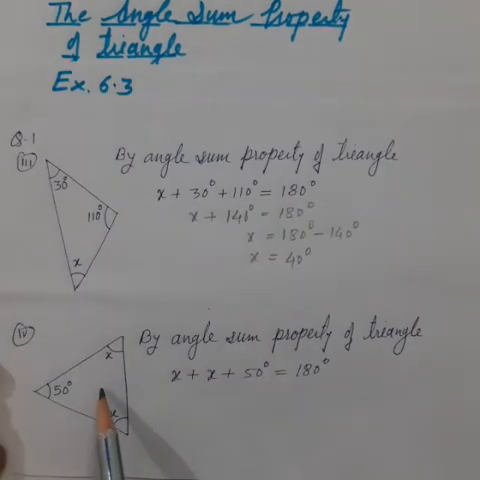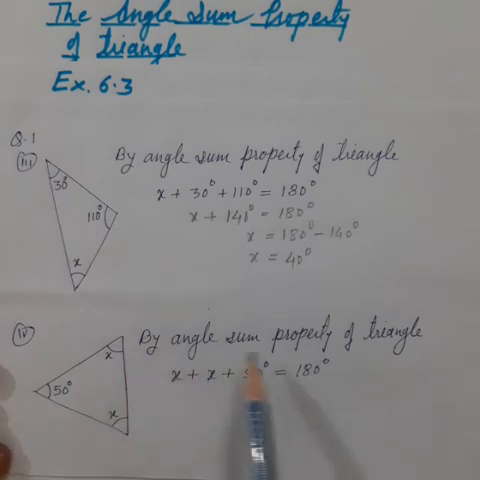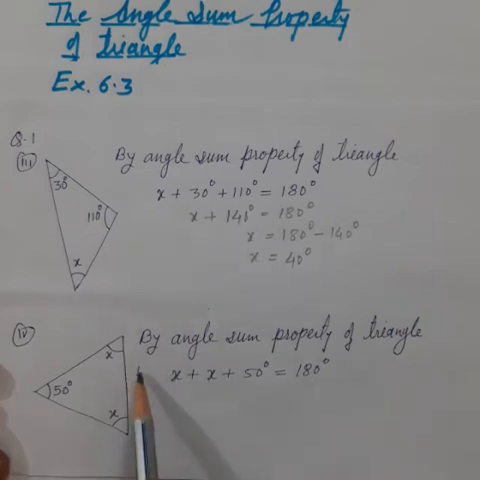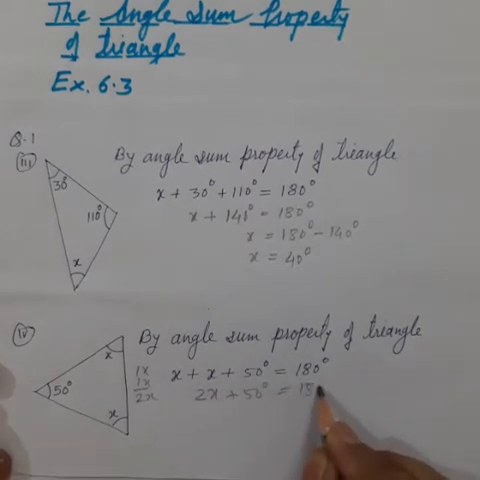Fourth, in this triangle, the measure of one angle is given, 50 degrees, and the other two angles are equal, x. And we have to find out the measure of these equal angles. By angle sum property of triangle, the sum of these three angles is equal to 180 degrees. This is 1x plus 1x. 1x plus 1x is 2x. So this is 2x plus 50 degrees equal to 180 degrees.